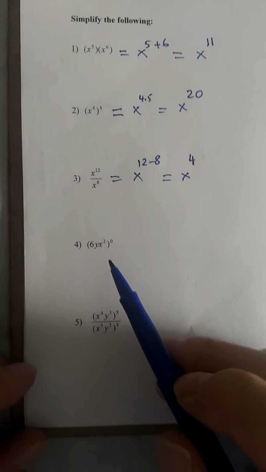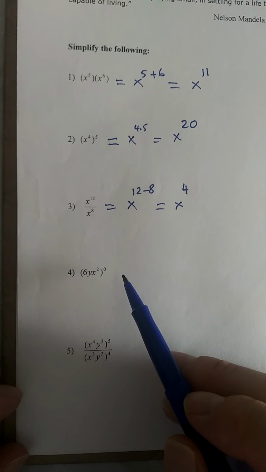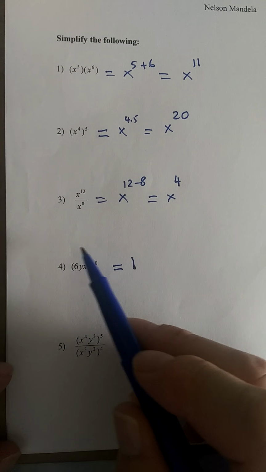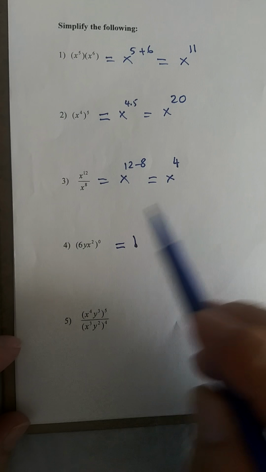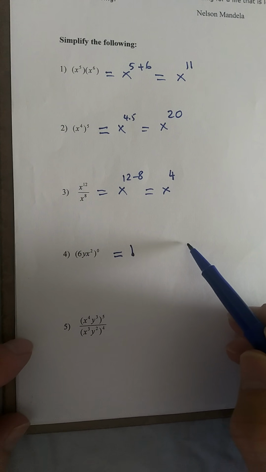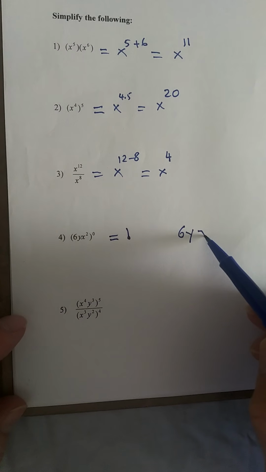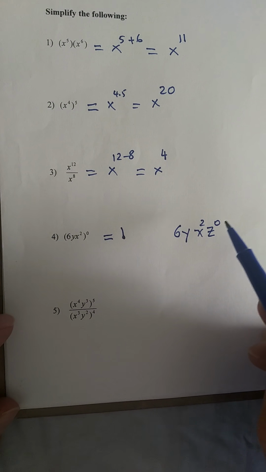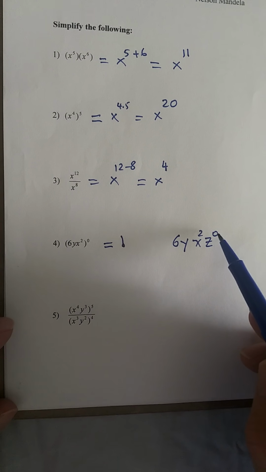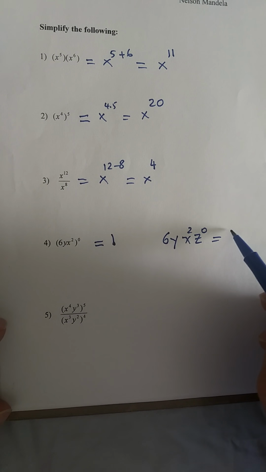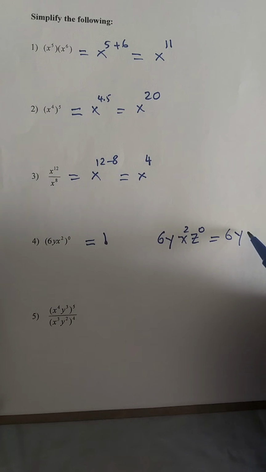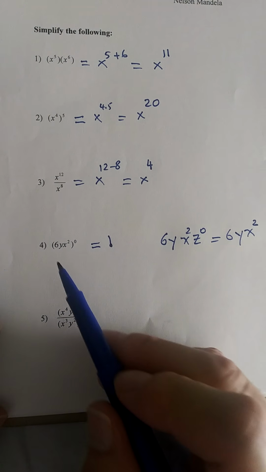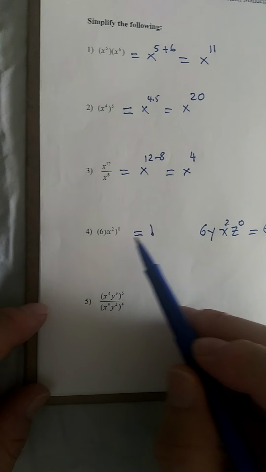In example 4, we have this whole thing to the power 0. Okay, that's equal to 1. I'm going to give you a different example than this one. Suppose we had something like 6y x squared z to the power 0. In this case, only z is to the power 0. So z to the power 0 is 1. The rest will stay. So this would be 6y x squared, and then z to the power 0 is 1. But here, everything is raised to the power 0, so the answer is 1.